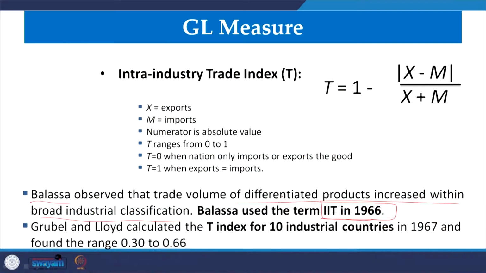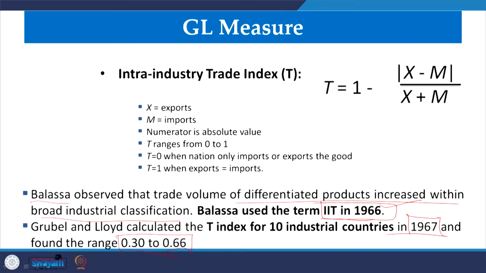Grubel and Lloyd calculated the IIT index for 10 industrial countries in 1967, and found the range between 30% to 66%. That is, they found that the range of trade that takes place is between 30% to 66%. Now, what do you mean by this? The index I will explain. Balassa introduced the term in 1966, but the index was systematically calculated by Grubel and Lloyd. Therefore, the Grubel and Lloyd index is more famous.